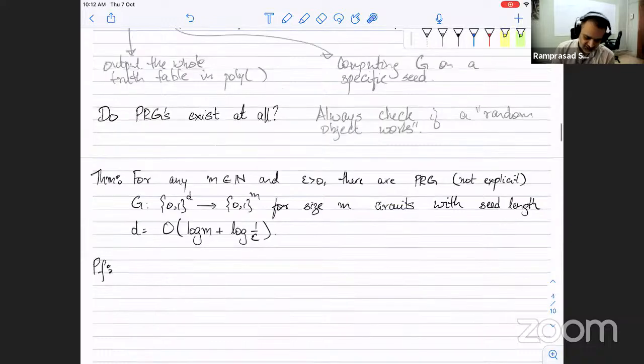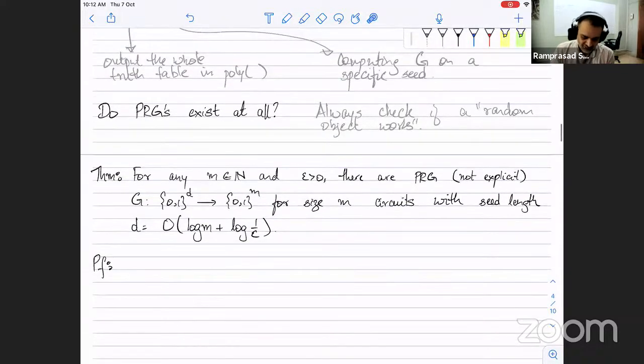And the theorem that we are going to see, hopefully you'll see this style of proof so often that it will become second nature to you. We'll show that there do exist pseudorandom generators where d is roughly log m plus log 1 over epsilon. So at least this will hopefully show existence. In fact, not just that there are pseudorandom generators, there are lots of them. That is, if you pick a function g at random, with very, very high probability, it will be a pseudorandom generator.